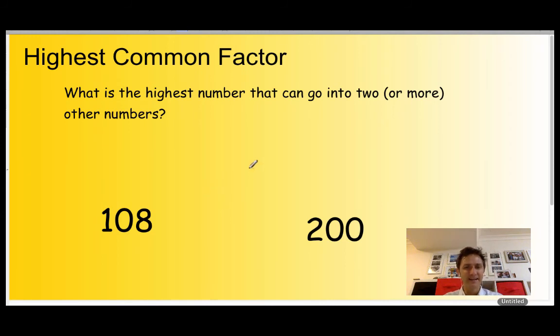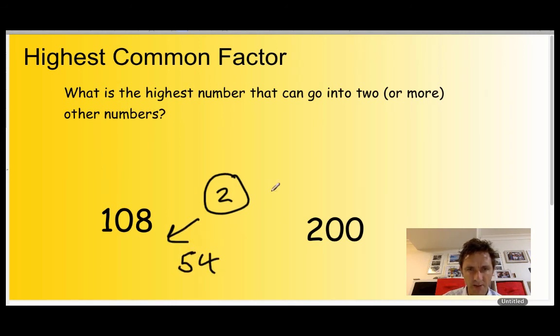Okay, I hope you're back. Let's do a bit of experimenting. Oh, could it be 5? No, I know that 5's not going to go into 108 because 5 doesn't go into 8. Could it be 10? No, again, 10's not going to go into 108 because 10 won't divide nicely into 8. I think it might be 2. I know that 2 goes into 108 54 times. And 2 obviously goes into 200 100 times. I think it might be 2. Have you done better than me?